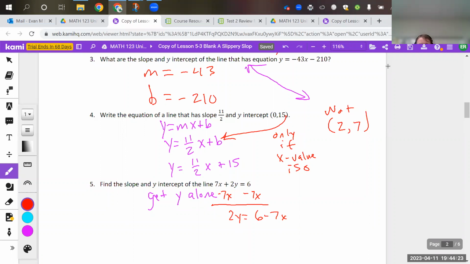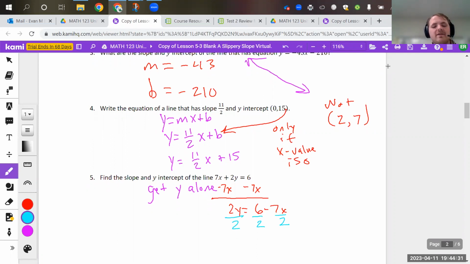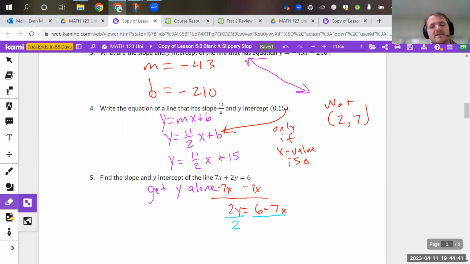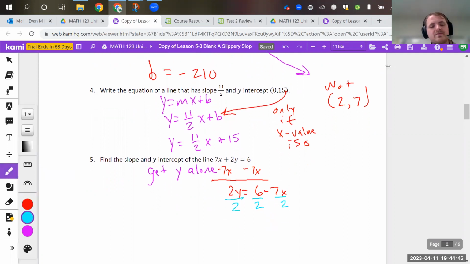To get y alone, you'll have to divide by 2. And whatever you do to one side, you have to do to both sides. If you'd prefer me to write it as this, I can. But eventually we're just going to split it apart anyway. When things are separated by pluses and minuses, you got to make sure to divide everything by 2. So that would give you a final answer of y equals 3 minus 7 over 2x.